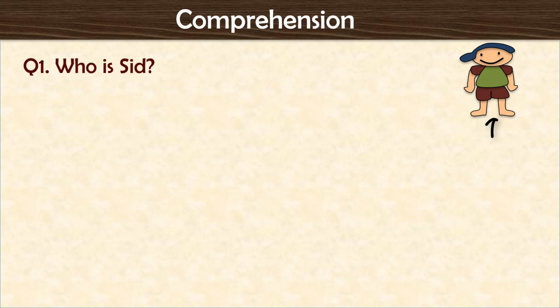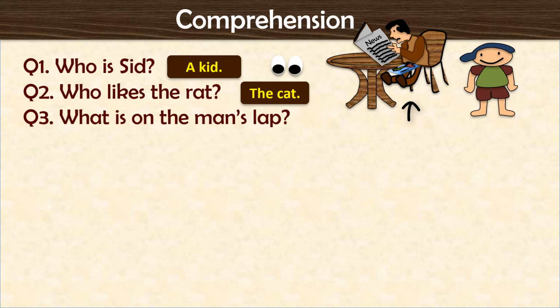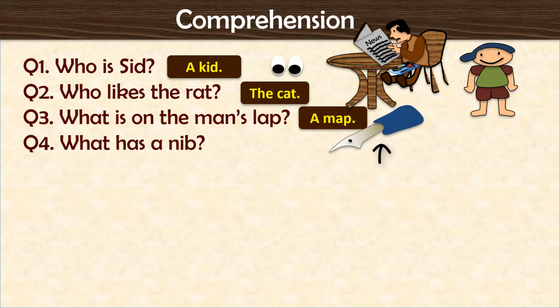Questions. Comprehension. In these questions, look at the picture clue and answer the questions. Who is Sid? A kid. Who likes the rat? The cat. What is on the man's lap? A map. What has a nib? The pen.